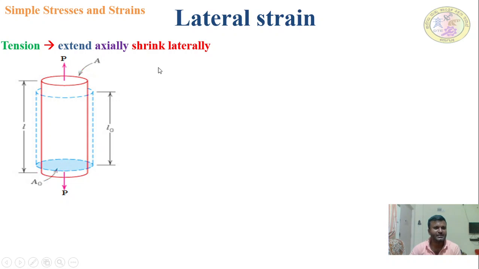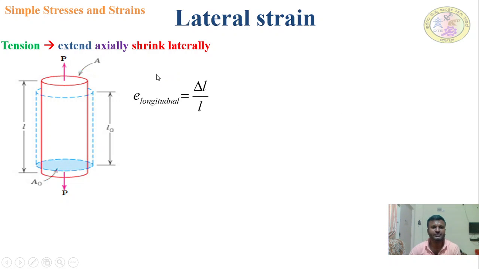When a tensile force acts, the member extends axially and shrinks laterally. That's what I said: the length increases, extending in the axial direction, the direction of the force acting as tension, and it shrinks. The dotted line represents the original diameter of the section, and the straight line represents the diameter after expansion. So you can see the diameter decreases.